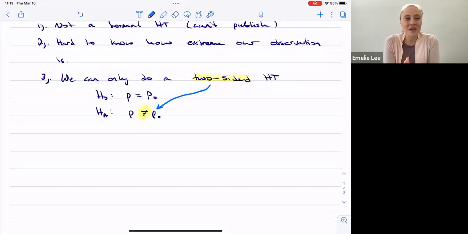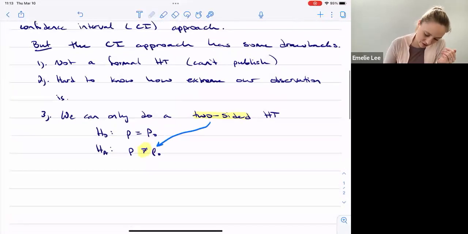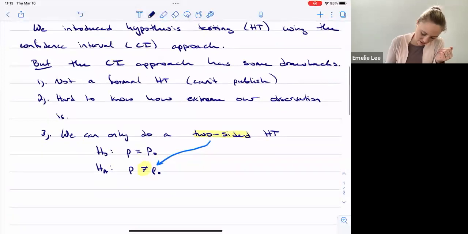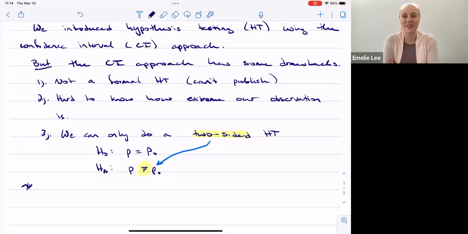Where sometimes we want to know if the population proportion is significantly less than some value, or maybe if it's significantly more than some value, right? But we can't do that with a confidence interval. So we can only see if it's not equal to that null value. Okay? And that's because we've built an interval, right? And so it's going to be a two-sided test. Okay? So to get around all these, we introduce the p-value approach. So it wasn't really review, but it was talking about what we learned last day. So I'll call that the end of our review.